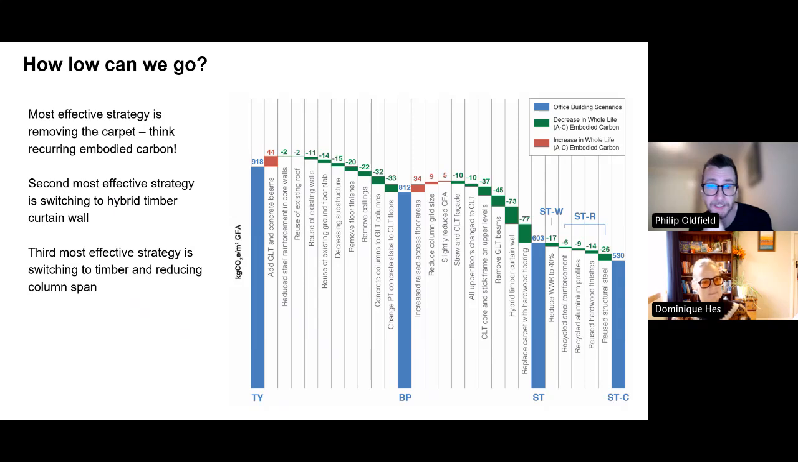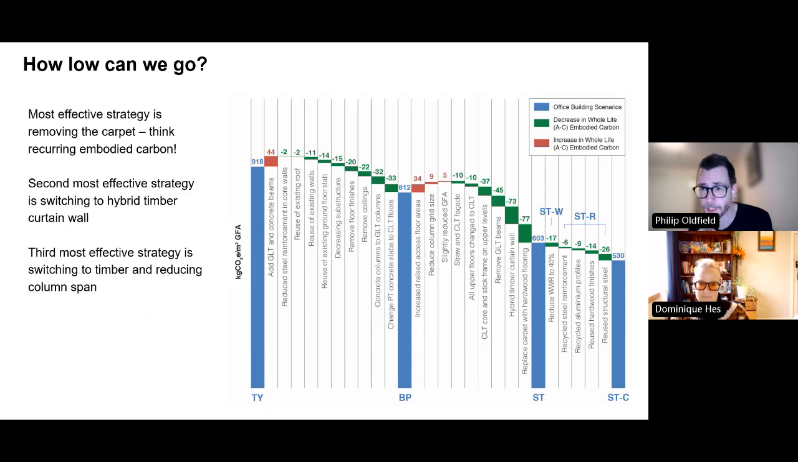Next slide, please. So we did a lot of different design factors on this, some material substitution, some more substantive design changes. This is a waterfall diagram that shows what some of those are.